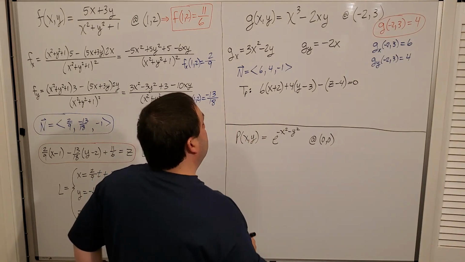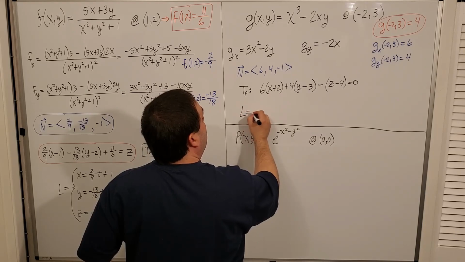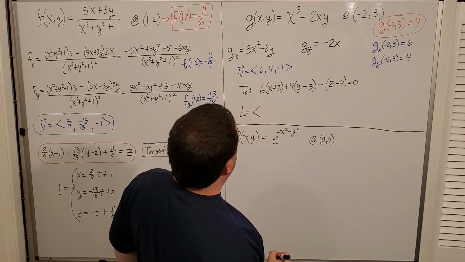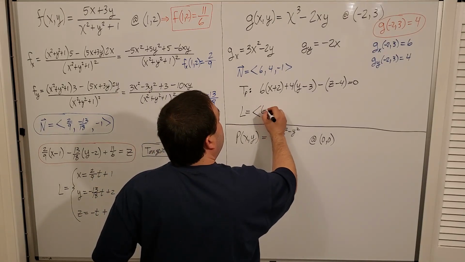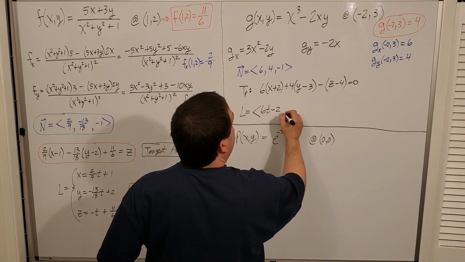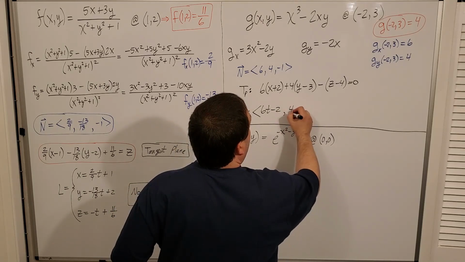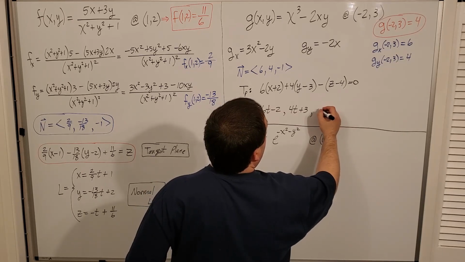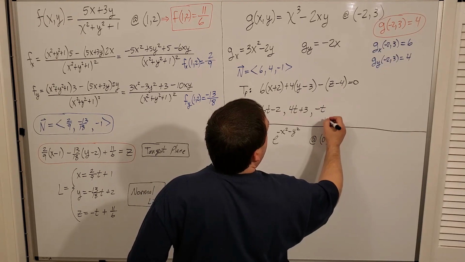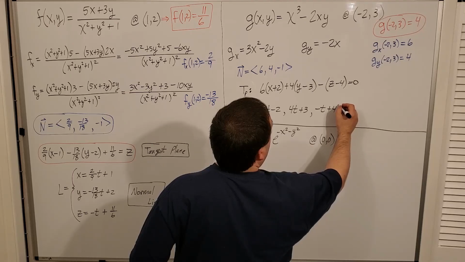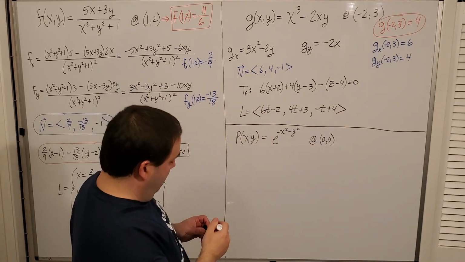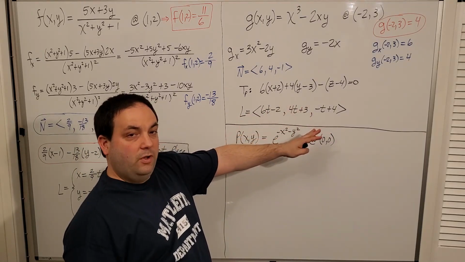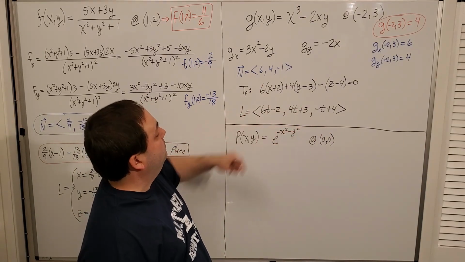Okay? And for my line, let's go ahead and put it in parametric vector form. I'll put it as a vector function this time. That would just be 6t minus 2, 4t plus 3, and negative t plus 4. So don't forget, parametric equations can also be listed as vector functions as long as you're using it appropriately.